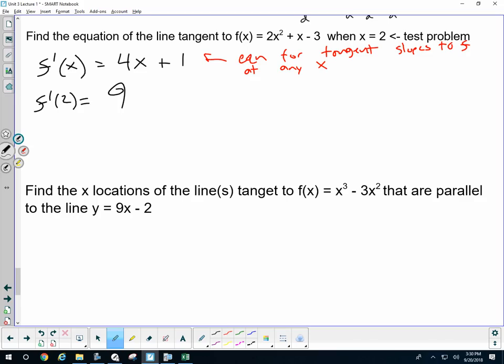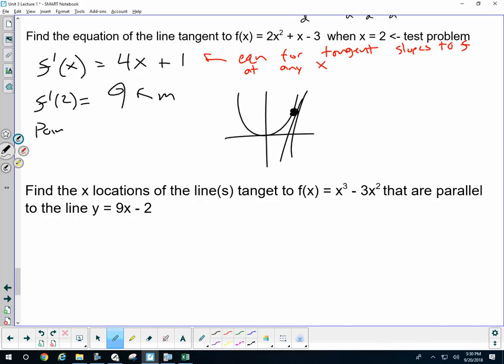Discuss with your neighbors, what else do you need to do to find the equation of a tangent line? We got our parabola, we got our slope at 2 is 9, but I need that location where the tangent line touches my function. I need the point on the function. This is my slope, that's my m.